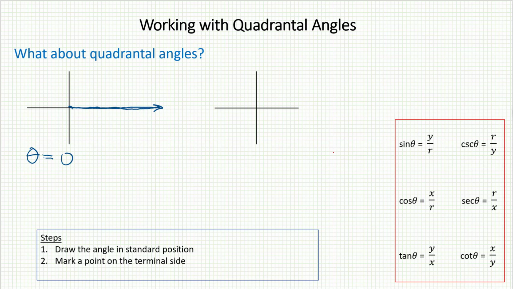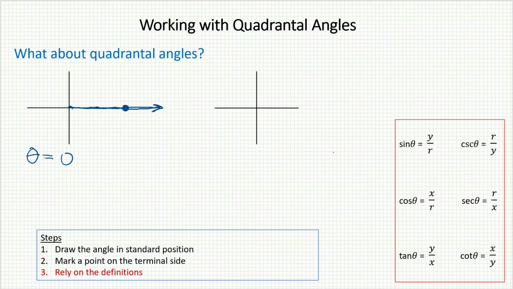I don't rotate anywhere. I can still mark a point on the terminal side, but that's where the steps break down. I can't drop a perpendicular, which means I can't form that reference triangle, which means I don't have a reference angle, which means I can't use SOHCAHTOA. What in the world am I going to do? What I have to do then is simply rely on the definitions themselves.